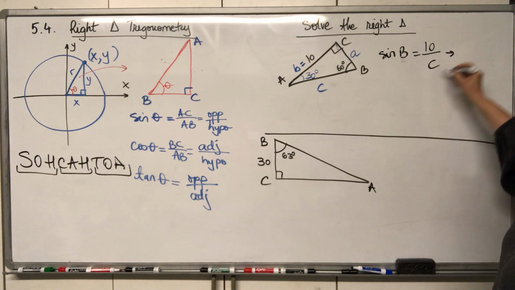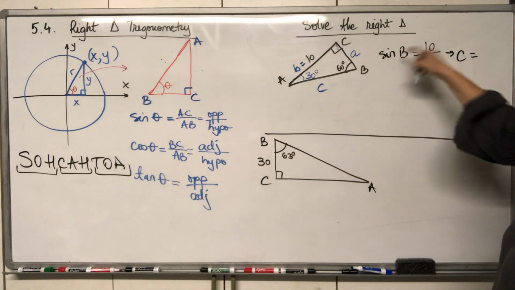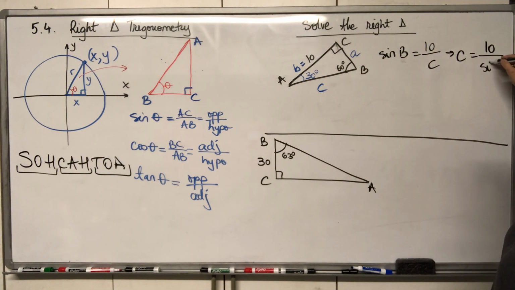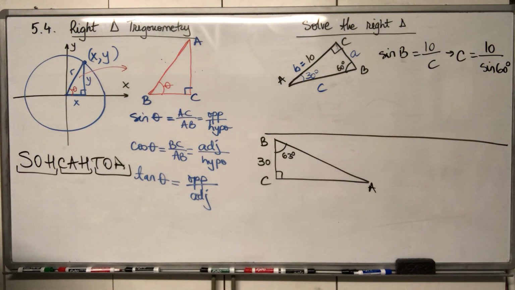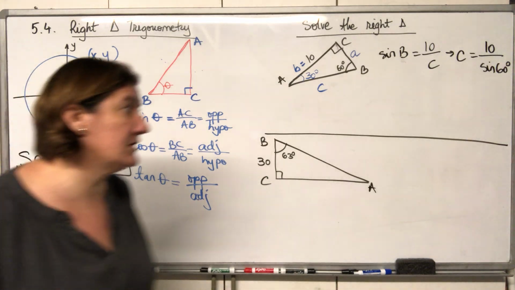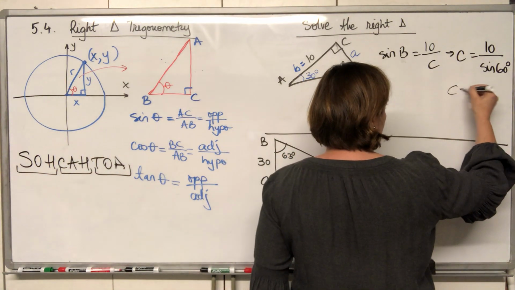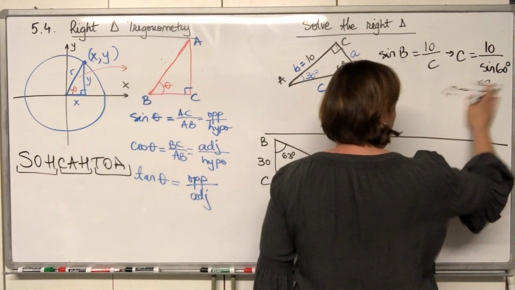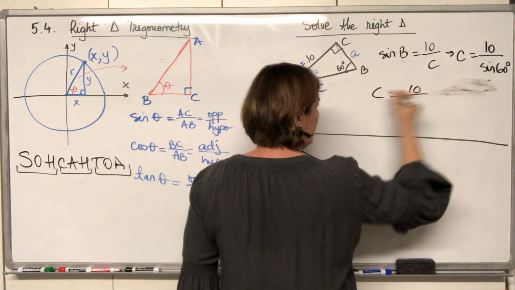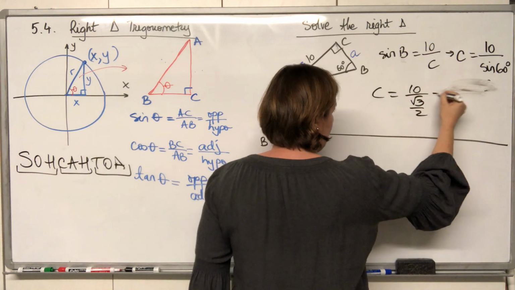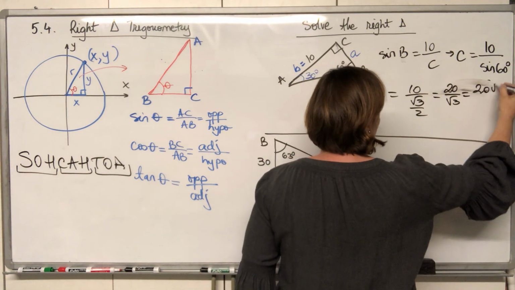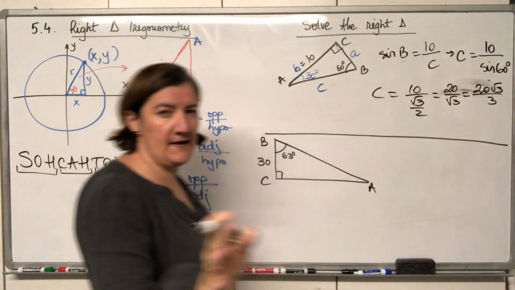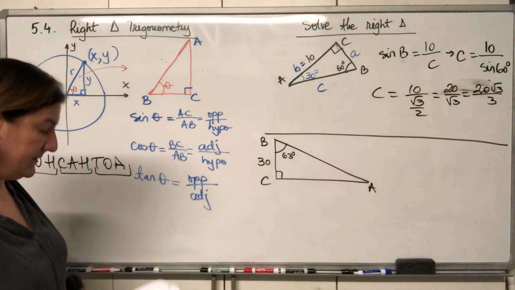So out of this, solving for C, cross multiply, C is going to be 10 divided by sine of angle B, which was 60 degrees. And by the way, we know the exact value of this is square root of 3 over 2. But the point of this is actually to just come up with an answer. C is 10 over sine of 60, square root of 3 over 2. So that's 20 over the square root of 3. So it's 20 square root of 3 over 3. That's the exact value. It's fine if you give me a decimal for this one. It's not a big deal.